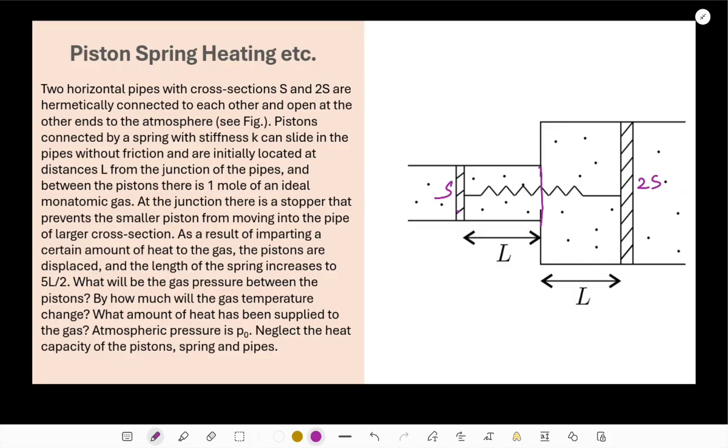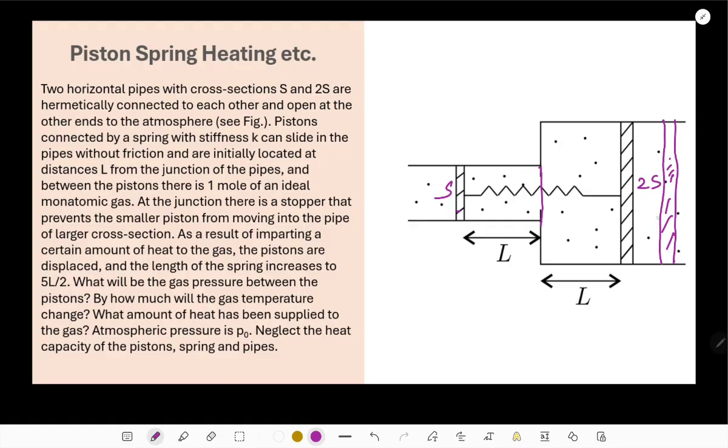So now in such a case, I can consider the equilibrium of this larger piston, and I can write an equation like this. Two forces are acting on it.